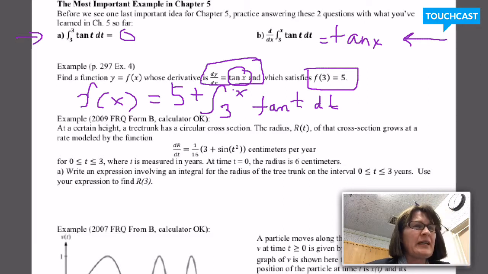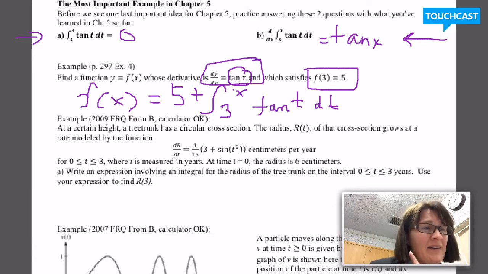And imagine plugging in 3 for x. That means the whole integral is going to be equal to 0, and the only thing left is going to be 5. So I've written a function whose derivative is tangent x, and for which f of 3 is 5.